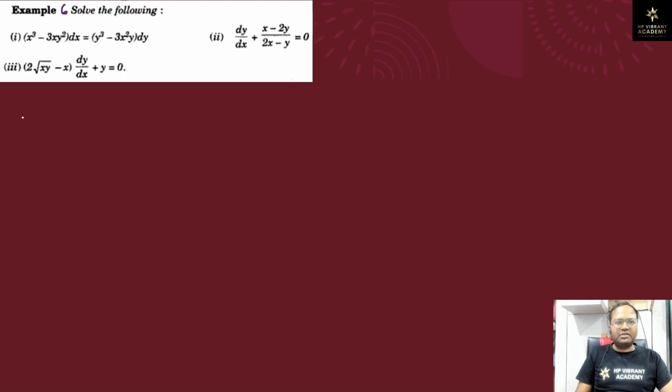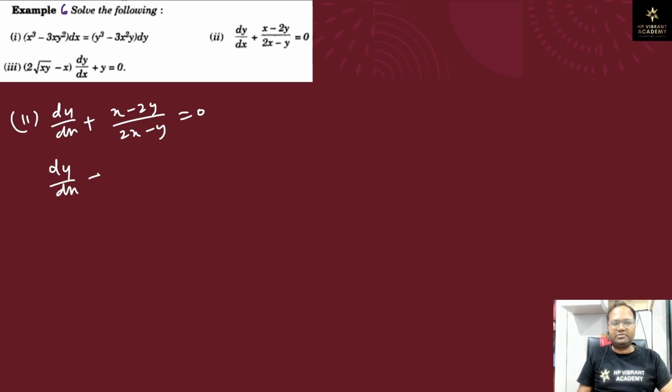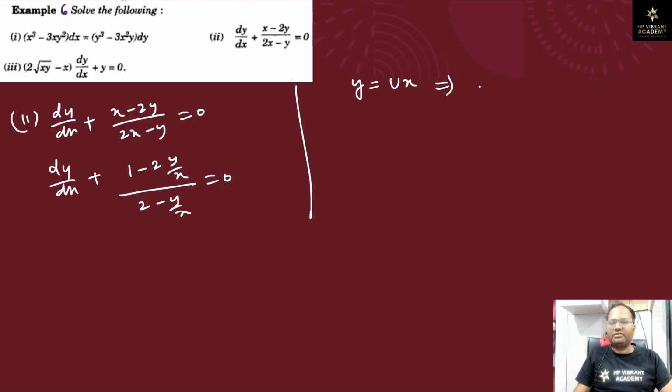So we have this as dy upon dx plus x minus 2y upon 2x minus y is equal to 0. So let us divide numerator and denominator with x. So we have dy upon dx plus 1 minus 2y upon x upon 2 minus y upon x is equal to 0. Obviously it is a function of y upon x, hence this equation is a homogeneous equation. So let us take y is equal to v times x. So from here dy upon dx is equal to v plus x dv upon dx.